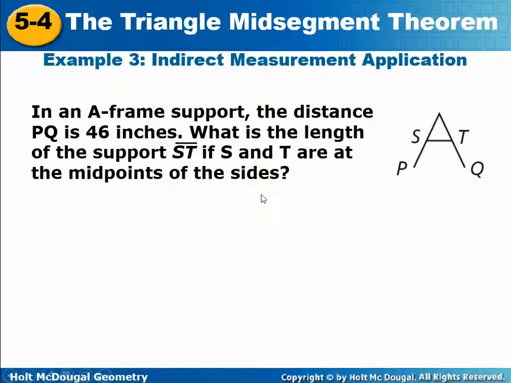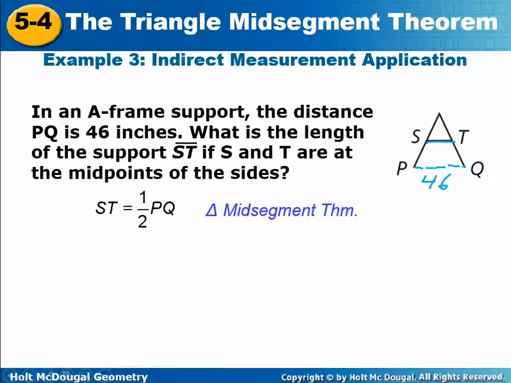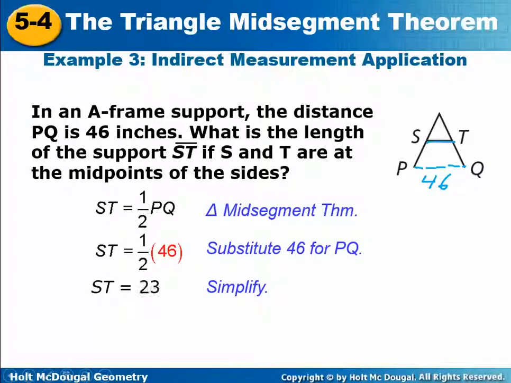All right, this is an indirect measurement application. I'm going to go through this really quickly because you won't be asked to do too much of this on the assignment. It says we have an A-frame support. The distance P to Q is 46. What is the length of the support, ST? Well, super easy, right? It's just half of 46, so it's 23. So you can use this in applications, and it's exactly the same as if you were just using the Midsegment theorem.